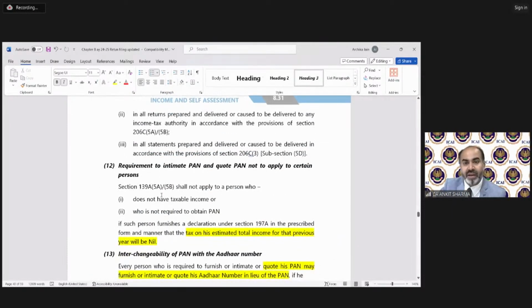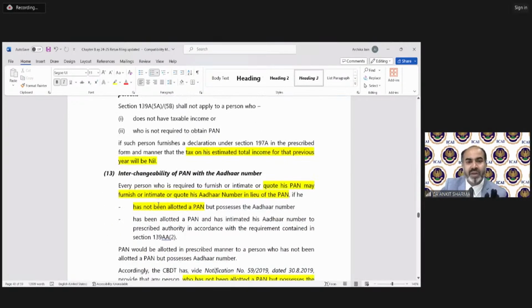Requirement to intimate PAN and quote PAN not to apply in certain cases. Kindly read it. Interchangeability of PAN with Aadhaar number. So if you have an Aadhaar number and you do not have any PAN number, then you can mention your Aadhaar number where you have not applied for a PAN number yet. So you can use your Aadhaar for a certain time if your PAN has not been allotted yet.